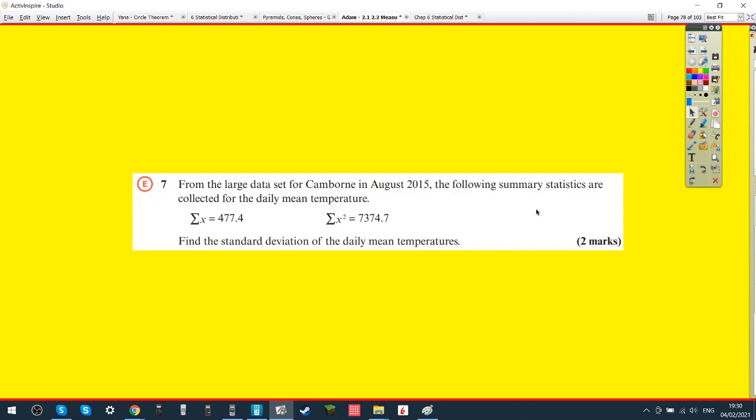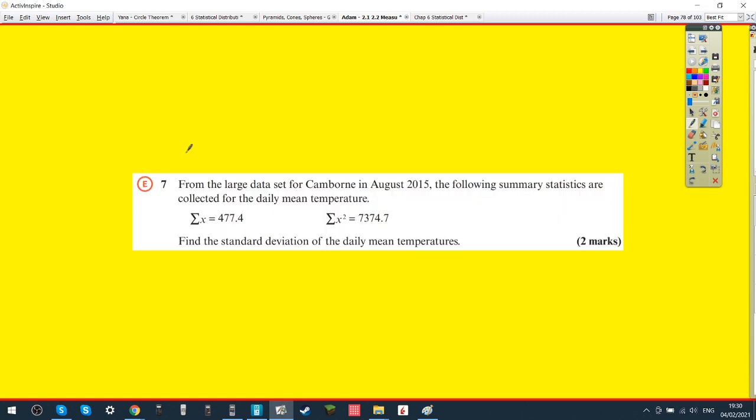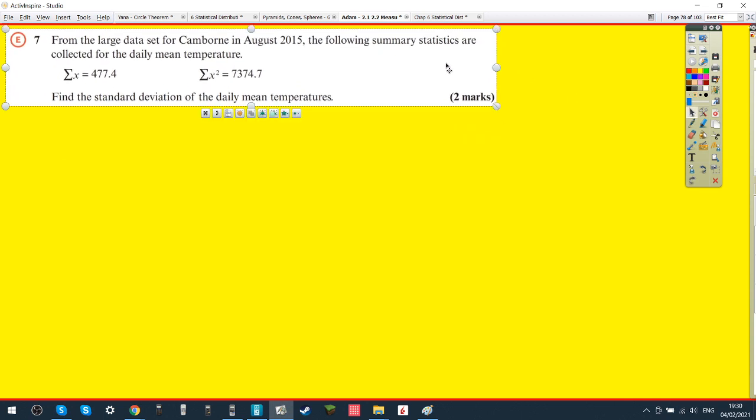Oh, I forgot the question for this one, did I? I need to get the question. Oops. Get question. Standard deviation. Yep. How about this one? Okay.